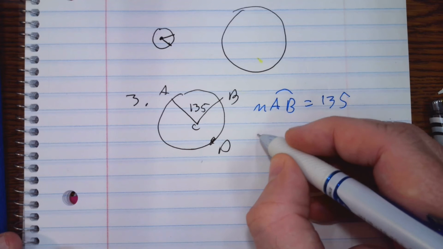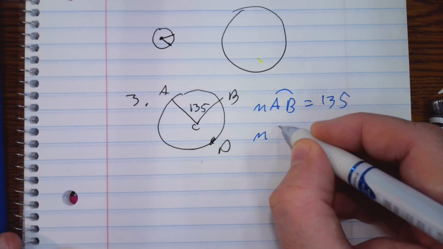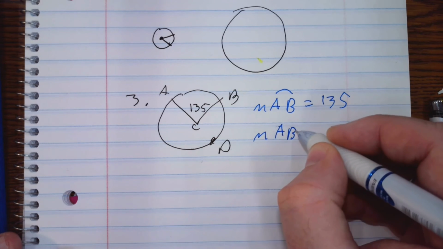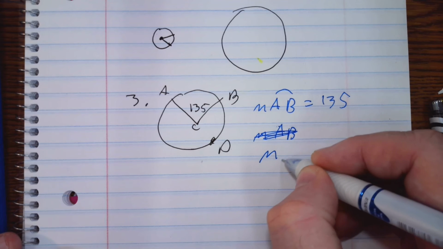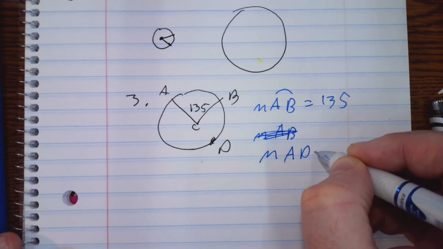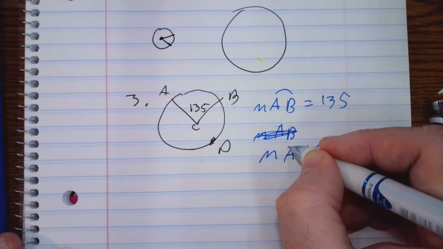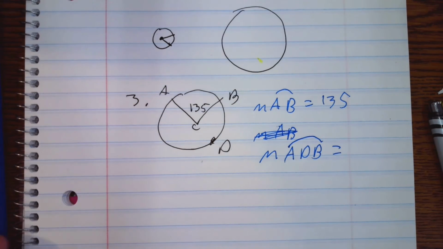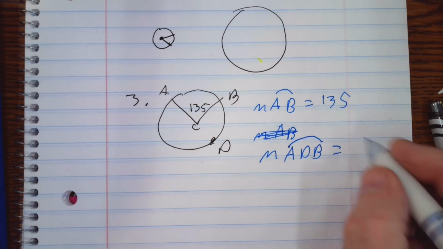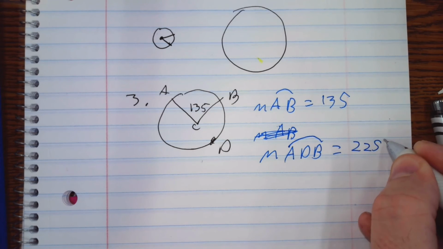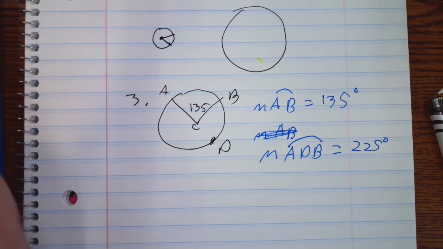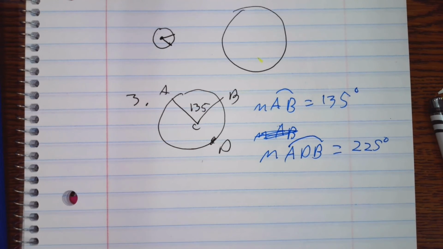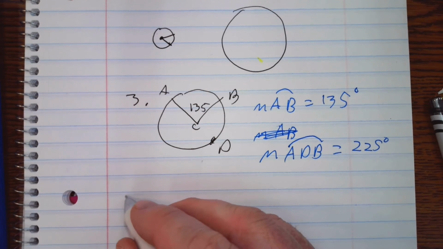What's the major arc called? Nope, I missed. ADB. And what's that going to equal? 360 minus 135. 225. So don't make this hard, guys. And I need to put degrees, so we know it's degrees. All right, that's fine. That's easy, I hope.